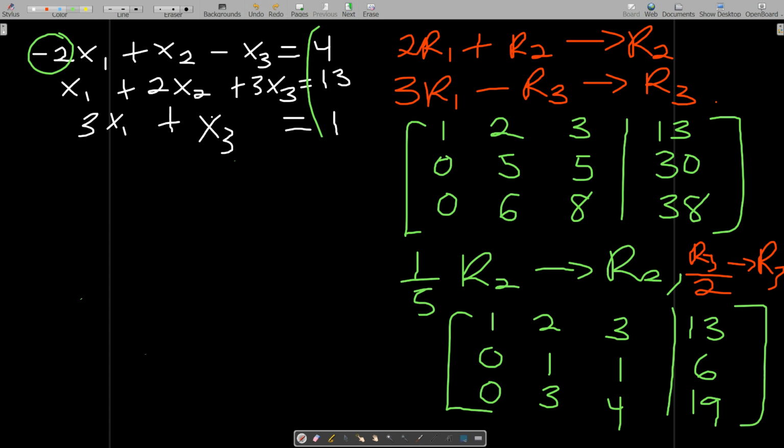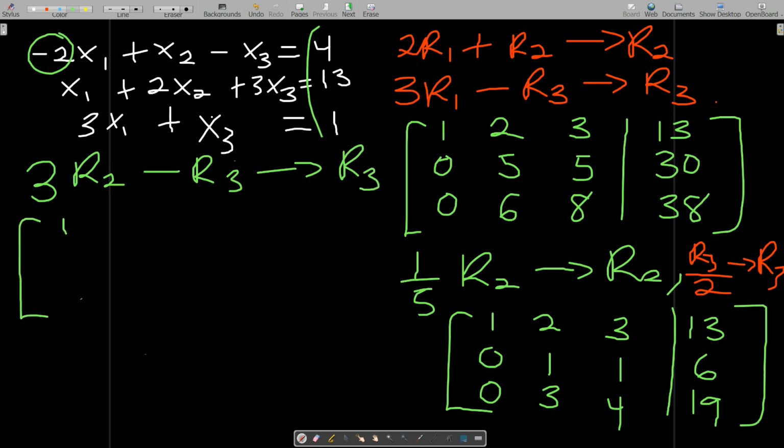Looking at this, comparing this and this, we want to reduce the number under 1. So comparing the two of them, you can say that 3 root 2 minus root 3 should give us a new root 3. Now we get something like this: 1, 2, 3. Our 13 is still there. And we have something like 0, 1, 1, 6. We are not changing it. The only thing we are changing is root 3. So 0.